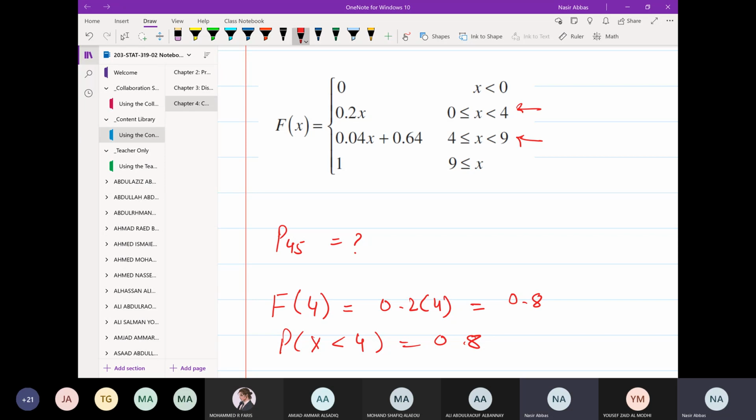So these are 6 things I expect you to know. I repeat the 6 things. Number 1, how to get the probabilities from PDF. If I give you the PDF, to get the probabilities, you need to integrate. How to get the probabilities from CDF. If I give you the CDF, you don't need to integrate, you need to plug in the values. How to get the mean and variance, you need PDF. How to get the percentiles, you need CDF.